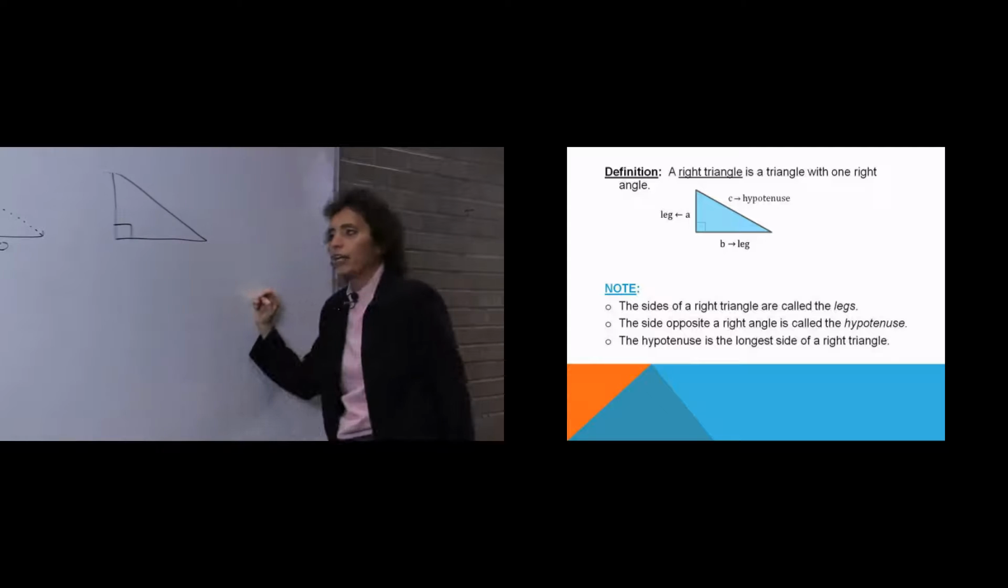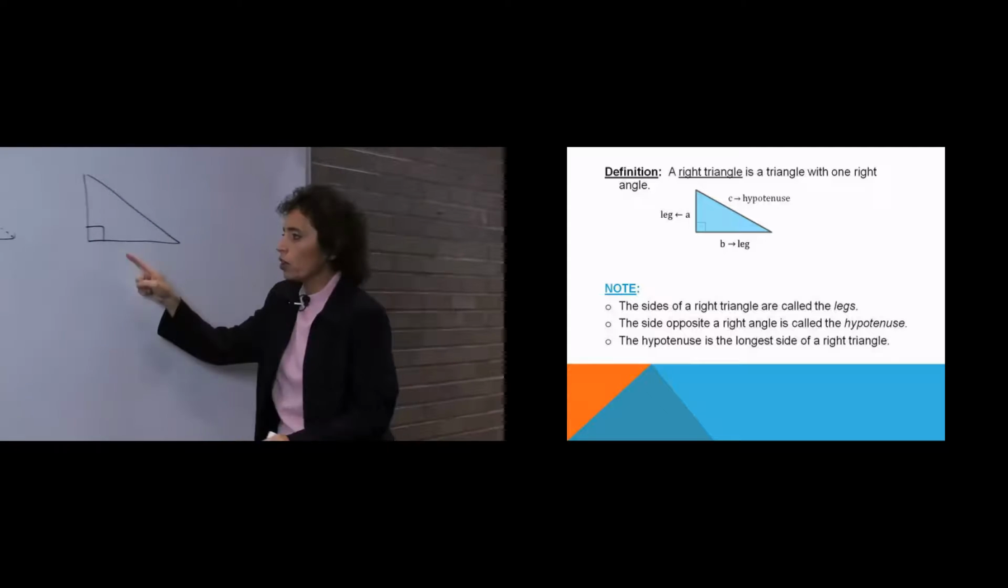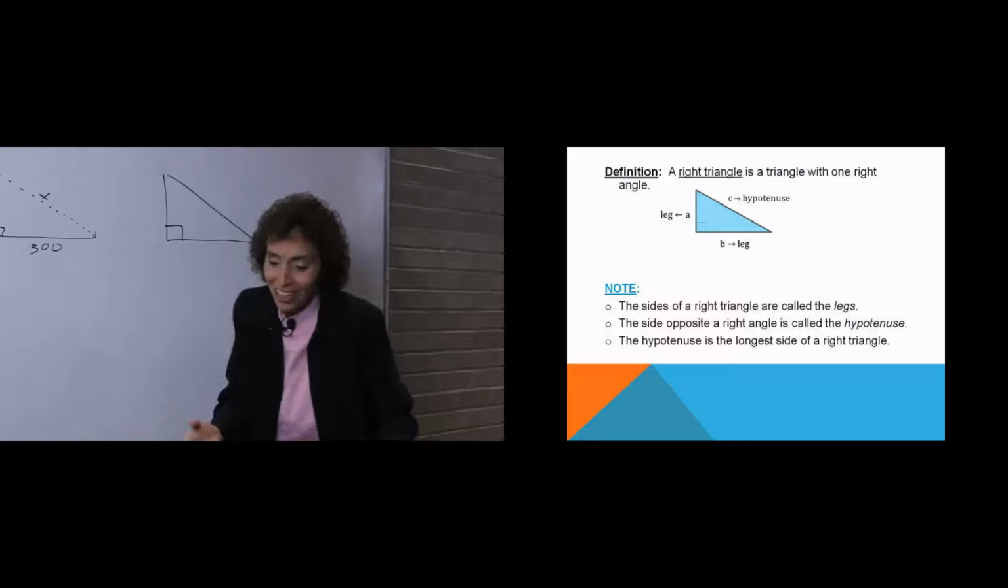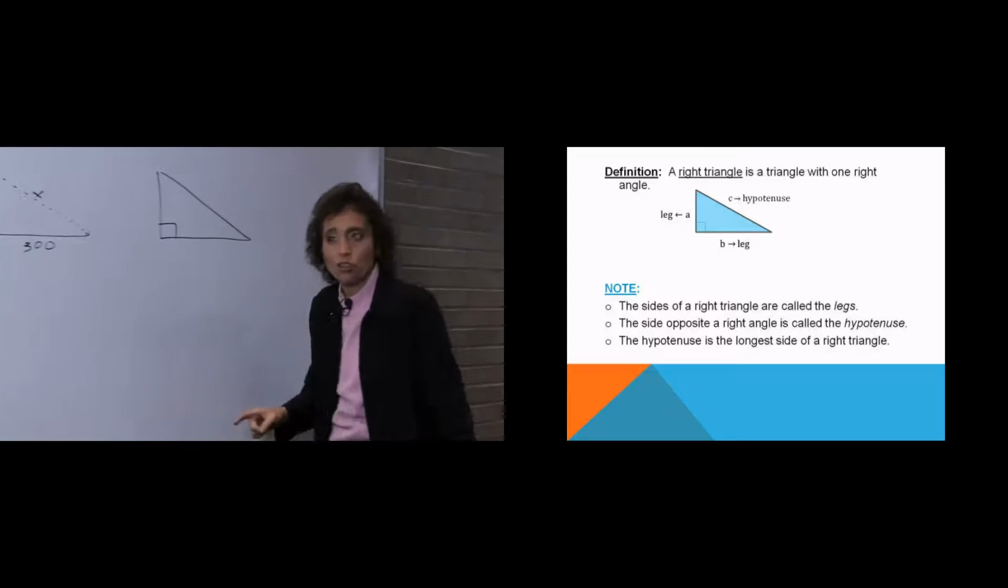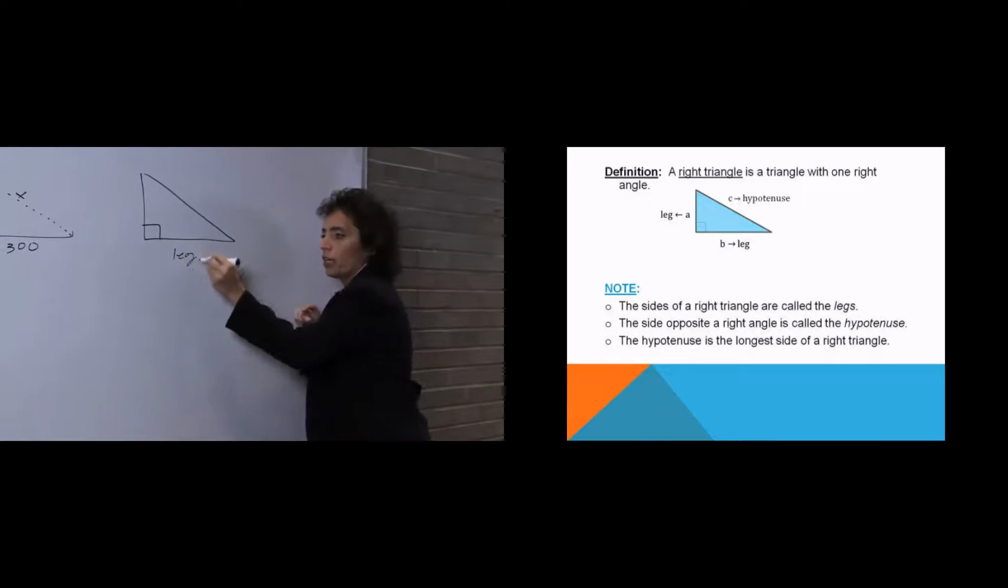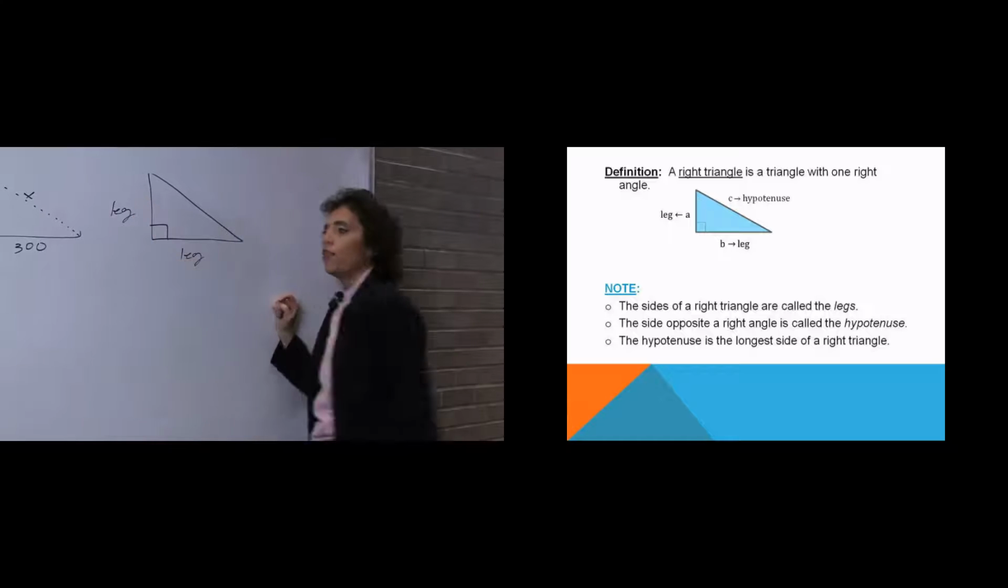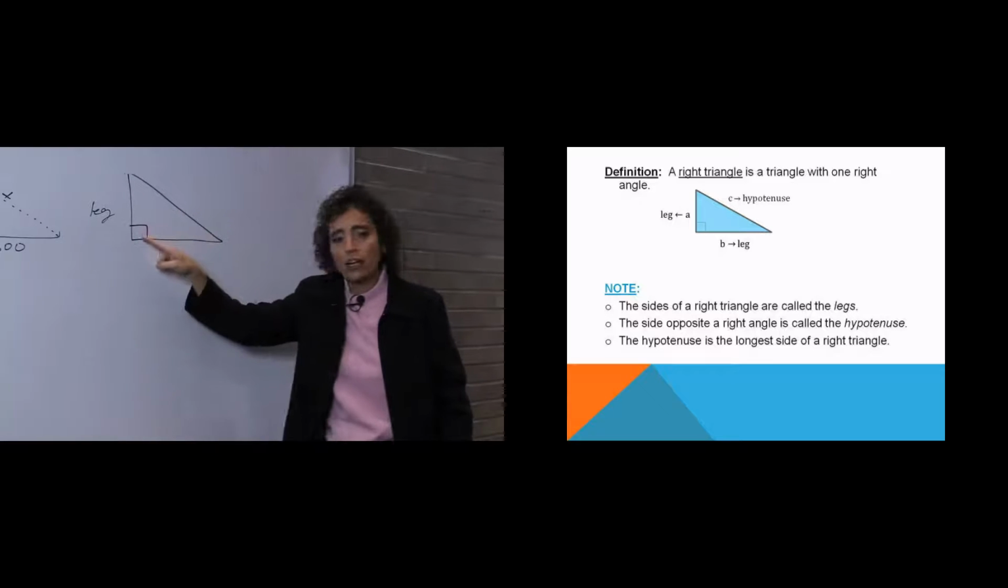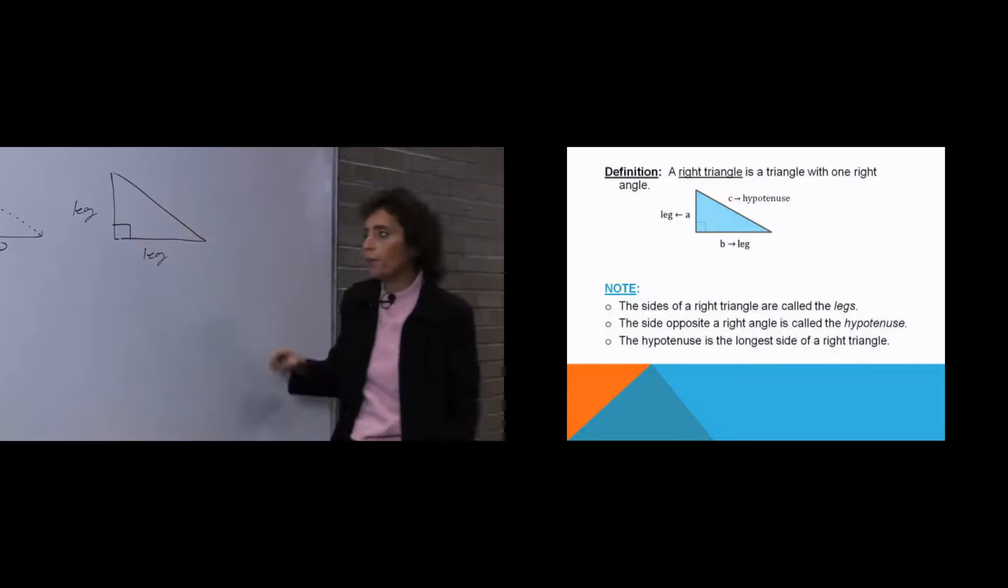You ready? Okay, here's my right triangle. I call these two sides, I call them sides, but I can also call them legs, okay? So this is a leg, this is a leg. The side opposite the right angle is called the hypotenuse.